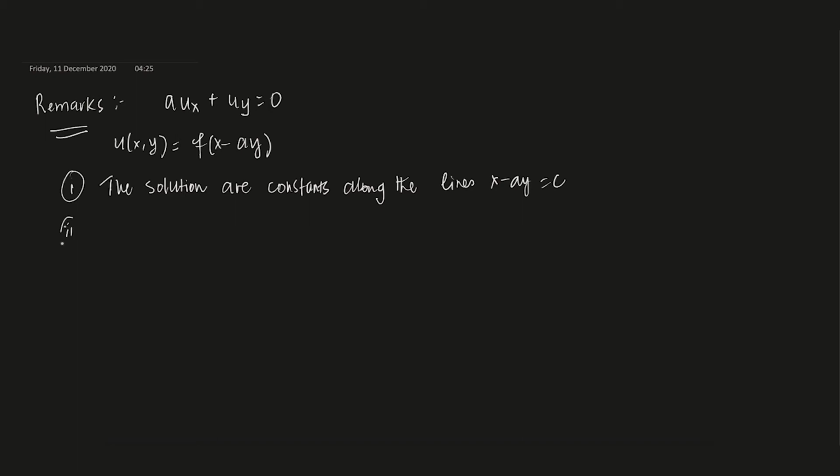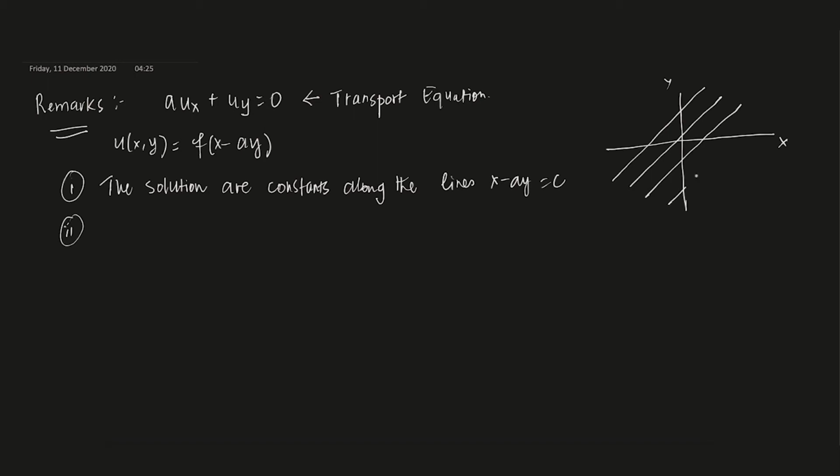Number two, this is very important, and this is where the equation gets its name. So this equation is called a transport equation because it transports information. How, we are going to see now. See, what is happening here is this. As I have explained, let us look at the characteristic lines. So in R2, this is your x-axis, this is your y-axis, and let's say that those are the characteristic lines here. Let's just draw some characteristic lines.